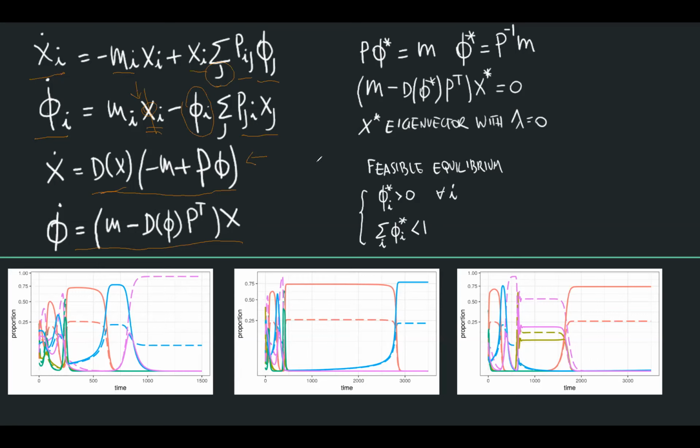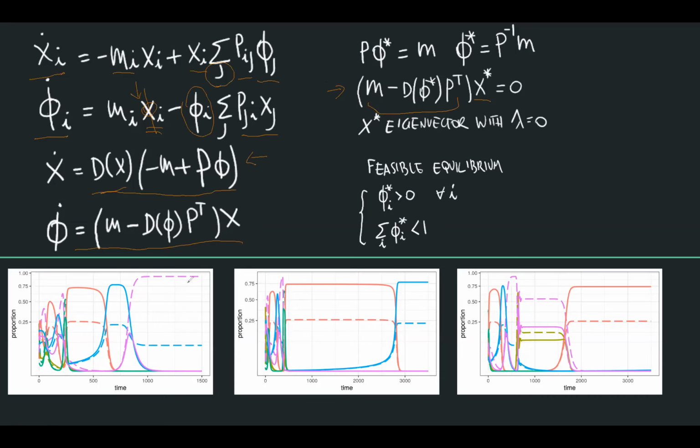Then to find x, what we are left with is some sort of matrix, that is m minus diagonal of phi star P transpose. You can see that x has to be an eigenvector of this matrix with eigenvalue of zero associated with it. So these are the equations. The behavior of the model can be fairly complicated, so I just have a few examples here at the bottom.